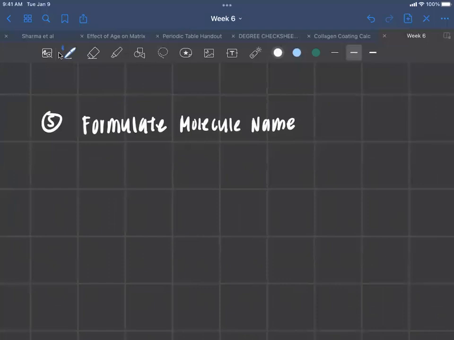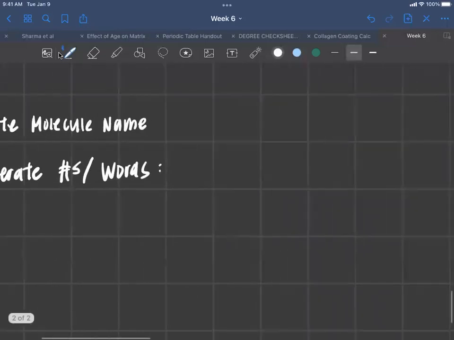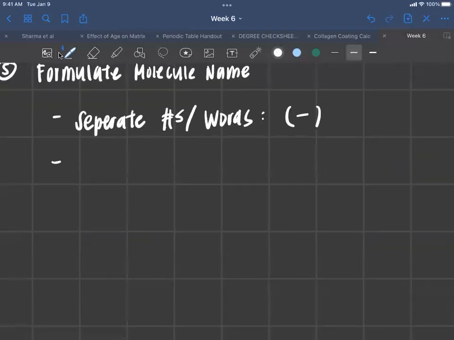So in nomenclature, we don't have any spaces like we do in regular English. We separate numbers from words using hyphens. So I'll just put that in parentheses. And then we use commas to separate numbers from other numbers.